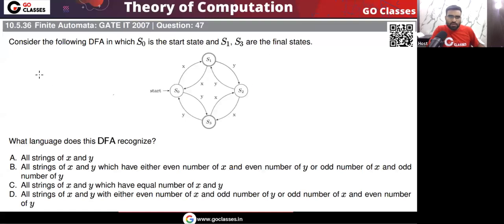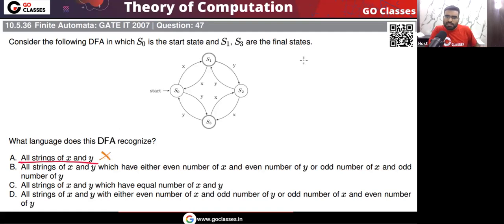Let's see option A. Can you give me the counterexample for option A? Option A is saying what this DFA recognizes. Option A is saying every string of x, y is recognized. Is this true? Every string is recognized?